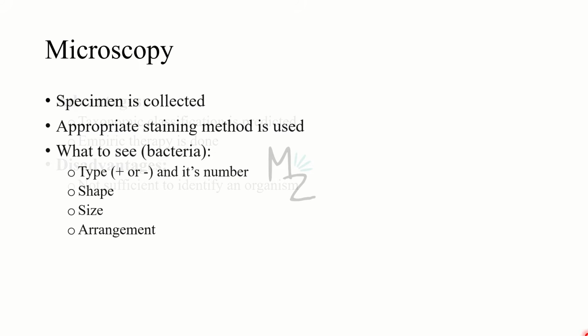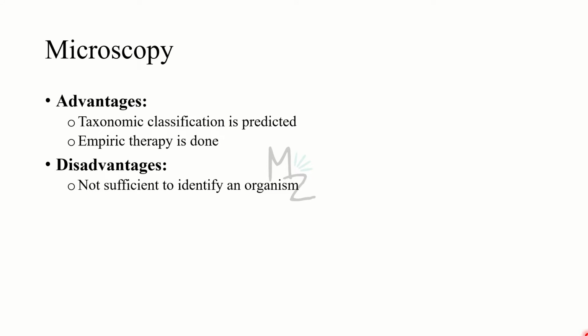Microscopy has advantages of taxonomic classification because when we go for staining in gram stain, we will get to know either it's gram positive or gram negative. And in acid fast, we'll get to know which bacteria it is. I've got a detailed video on bacterial taxonomic classification. Its link is in the description or maybe in the top right corner. And also empiric therapy is done.